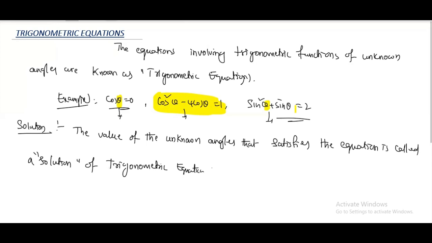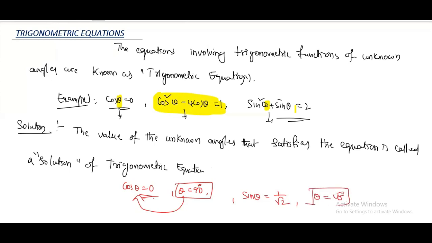For example, what we took here, cos theta is equal to 0. When cos theta is equal to 0, theta is equal to 90 degrees, and not only 90 degrees; like that, many values of theta give cos theta as 0. This theta is equal to 90 degrees is called a solution of this trigonometric equation. Another example: sin theta is equal to 1 by root 2, where we get sin theta equal to 1 by root 2 at 45 degrees. So theta is equal to 45 degrees is a solution of sin theta is equal to 1 by root 2.